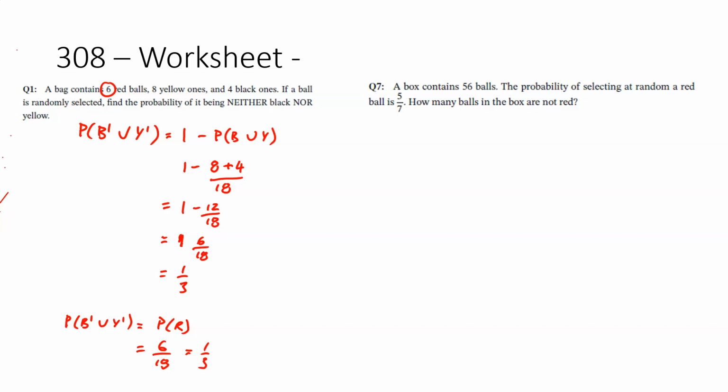So question 7: a box contains 56 balls. The probability of selecting a red ball is 5 out of 7. How many in the box must not be red? So the probability of red is equal to 5/7. The question's asking us what's the probability it's not red.